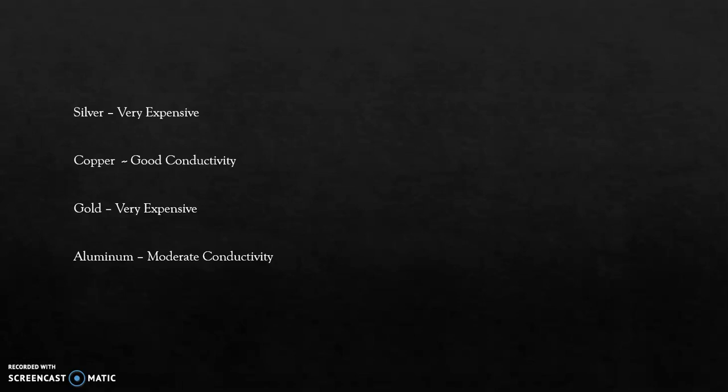The first one is silver, which is quite expensive and has a high conductivity among the metals. Next comes copper, which has a good conductivity but lesser than silver. And then comes gold, which has almost 70% of the conductivity of copper. And finally, aluminum, which has 60% conductivity with respect to copper.